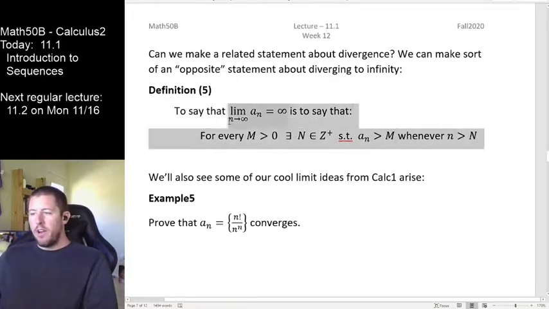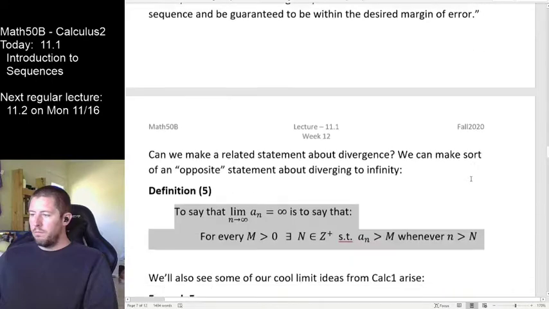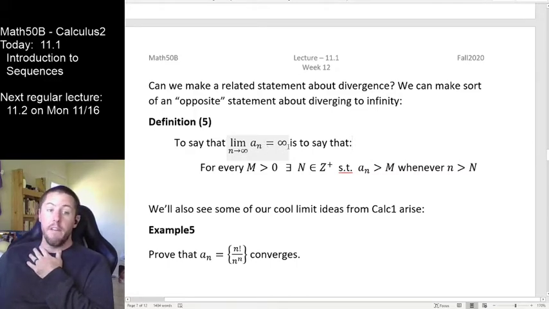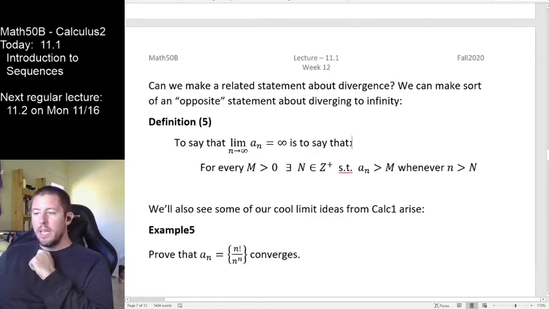We're going to read through this very carefully. To say that the limit as n goes to infinity of some sequence a sub n is equal to infinity is a version of divergence, not all divergences. Earlier we diverged by oscillating, which wasn't a divergence off to infinity. It says that for every positive number capital M, there should exist a capital N that's an element of the positive integers.